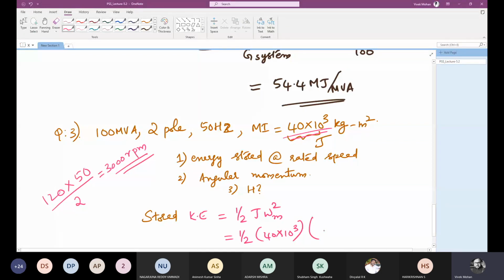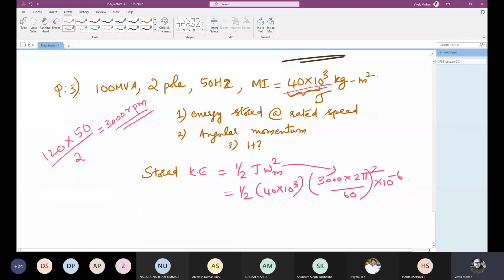What do you need to do now? 2 pi n by 60. So n is here 3000, right? So 3000 into 2 pi divided by 60, squared. Now, if you want to convert it to megajoules, then 10 raised to minus 6 megajoules. Okay, megajoules.